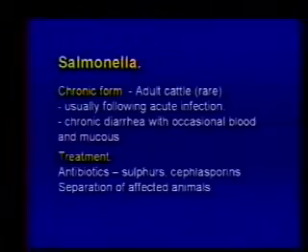The chronic form is usually in adult cattle, which is rare, and usually follows an acute infection. Chronic diarrhea with occasional blood. Treatment is antibiotics such as sulfa, cephalosporins. We want to separate the animals, and give fluids if needed.